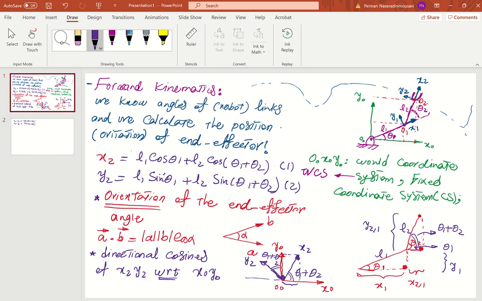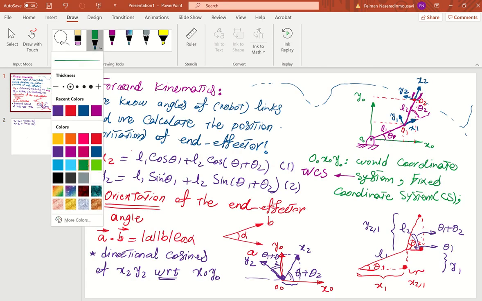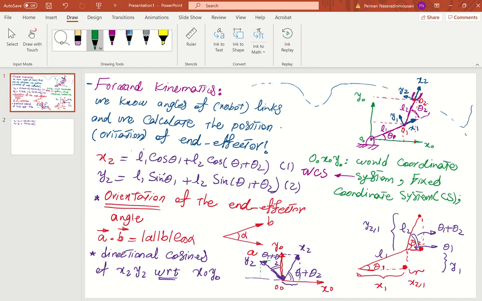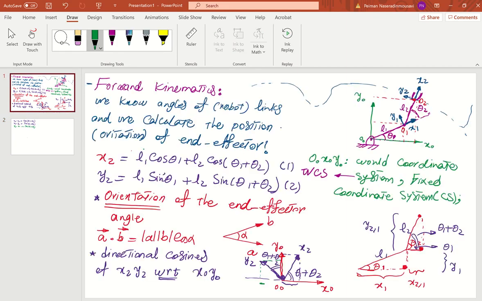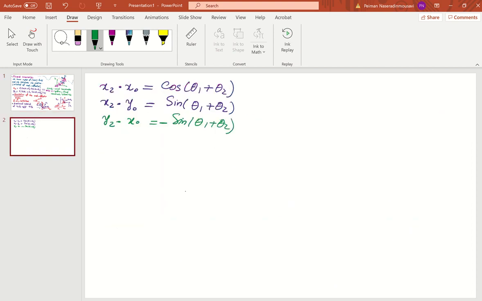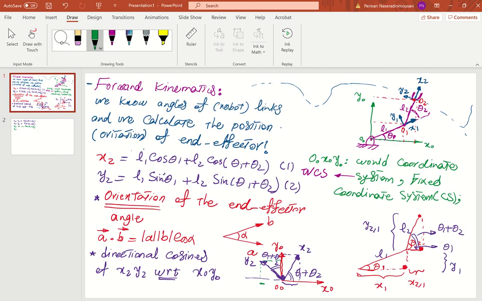Now if you do the same with the y2, you have to find the projection here and the projection here. So y2 is going to be sine of theta 1 plus theta 2, but in the negative direction. That's right. So y2 over x0 is going to be minus sine of theta 1 plus theta 2, and cosine of this in the positive side. So y2 dot means the directional cosines. Why do we say directional cosines? Because it comes from the definition of, simply, if I want to make it simple, the definition of inner product, these cosines.